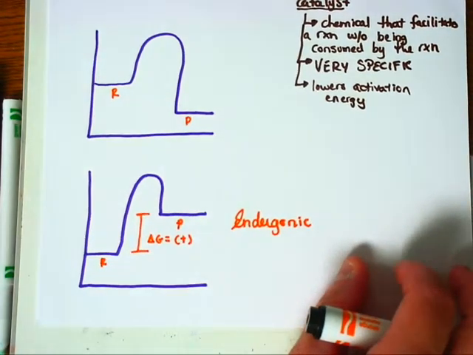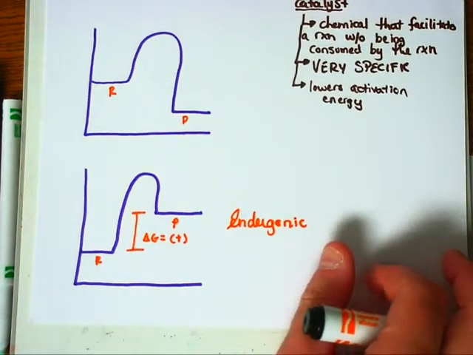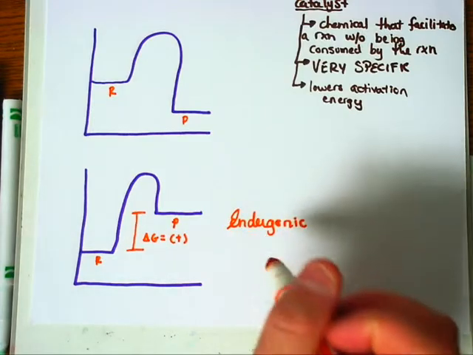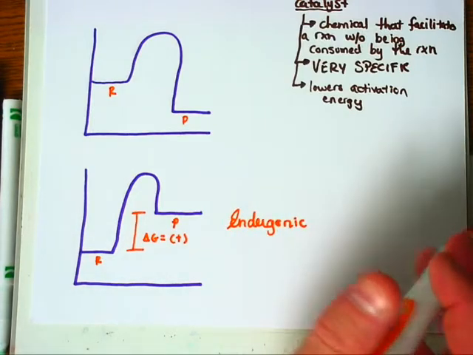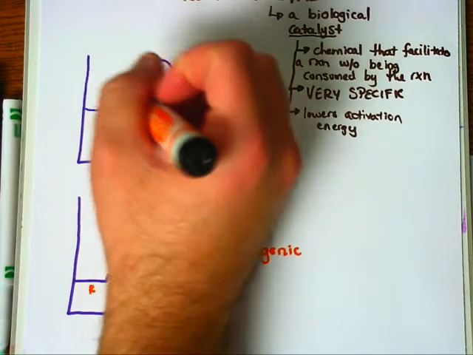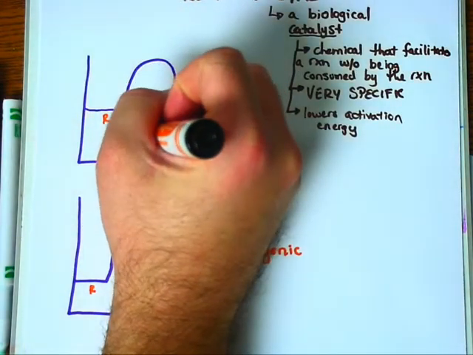Endothermic is a reaction that would cool down the container, a reaction that absorbs heat. This is a reaction that just absorbs free energy. There is a difference. Heat isn't necessarily free energy. In this case, it looks like our delta T is going to be what? Positive or negative?